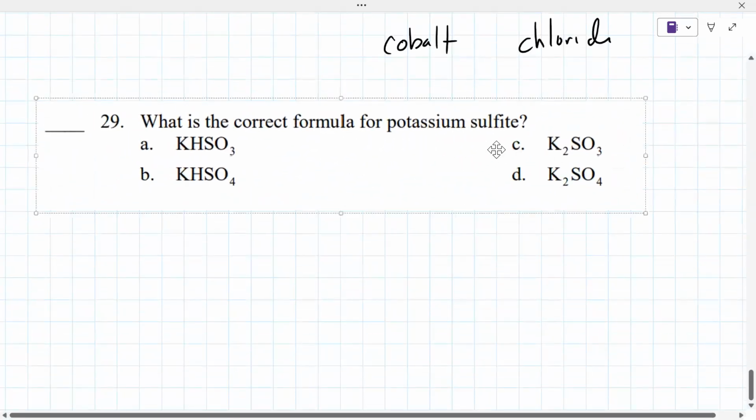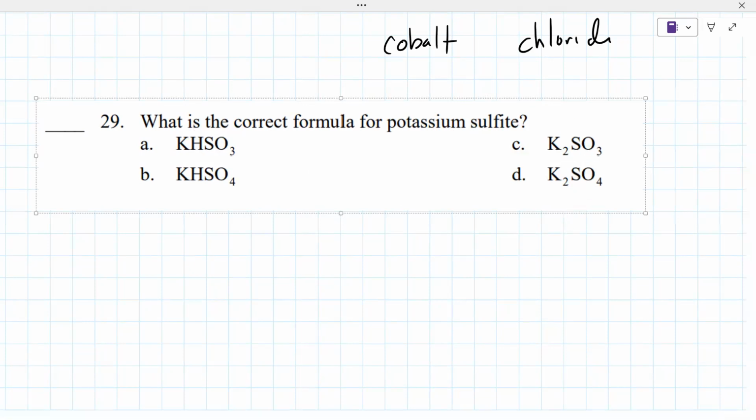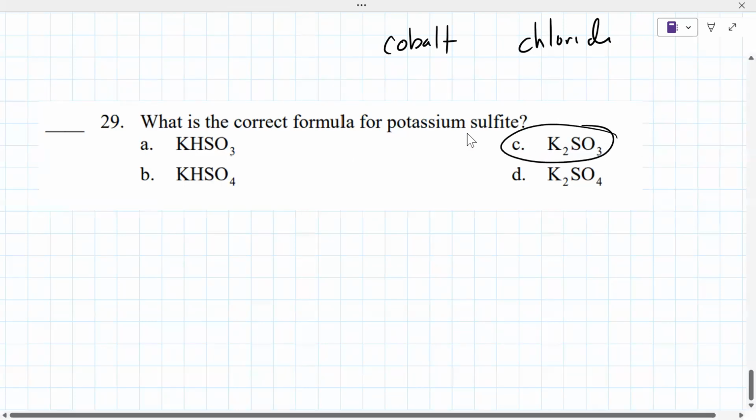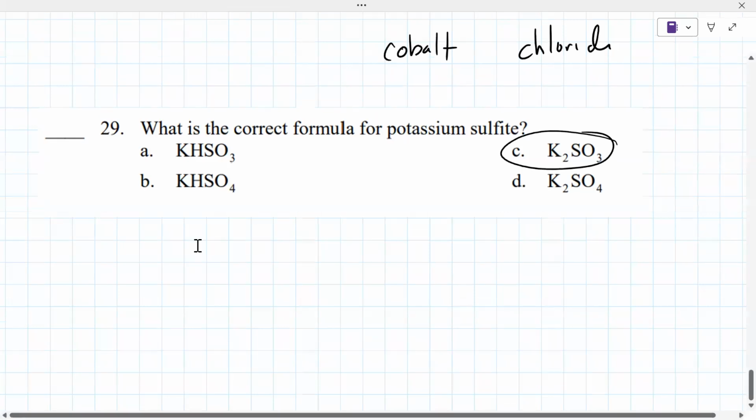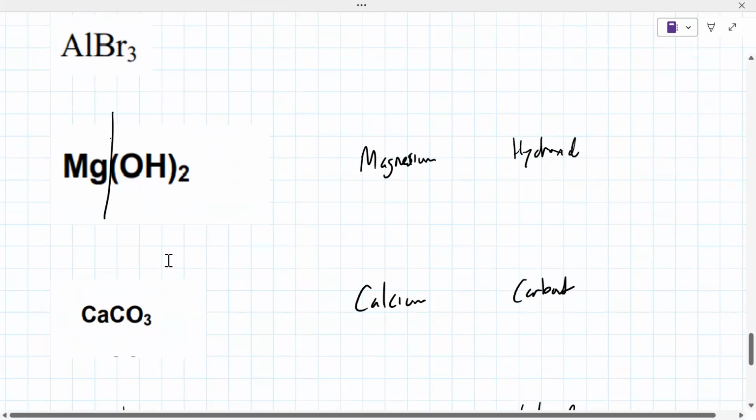So for potassium sulfite, what is sulfite? Is it SO3 or is it SO4? Or HSO3, HSO4? I think HSO3, right? Let me look. Yeah, sulfite is SO3. So it's this one. It's not hydrogen, but those are the types of questions I'm seeing. I don't know, like this one right here. So this was a good one, I guess.